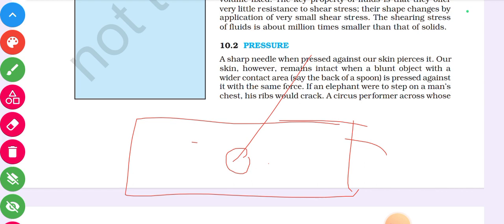The elephant is exerting the exact same force this time also, but in this case the area is more, so the force has been distributed. For each unit area the force is less, so we can say the pressure is less. So this is one example to understand pressure.